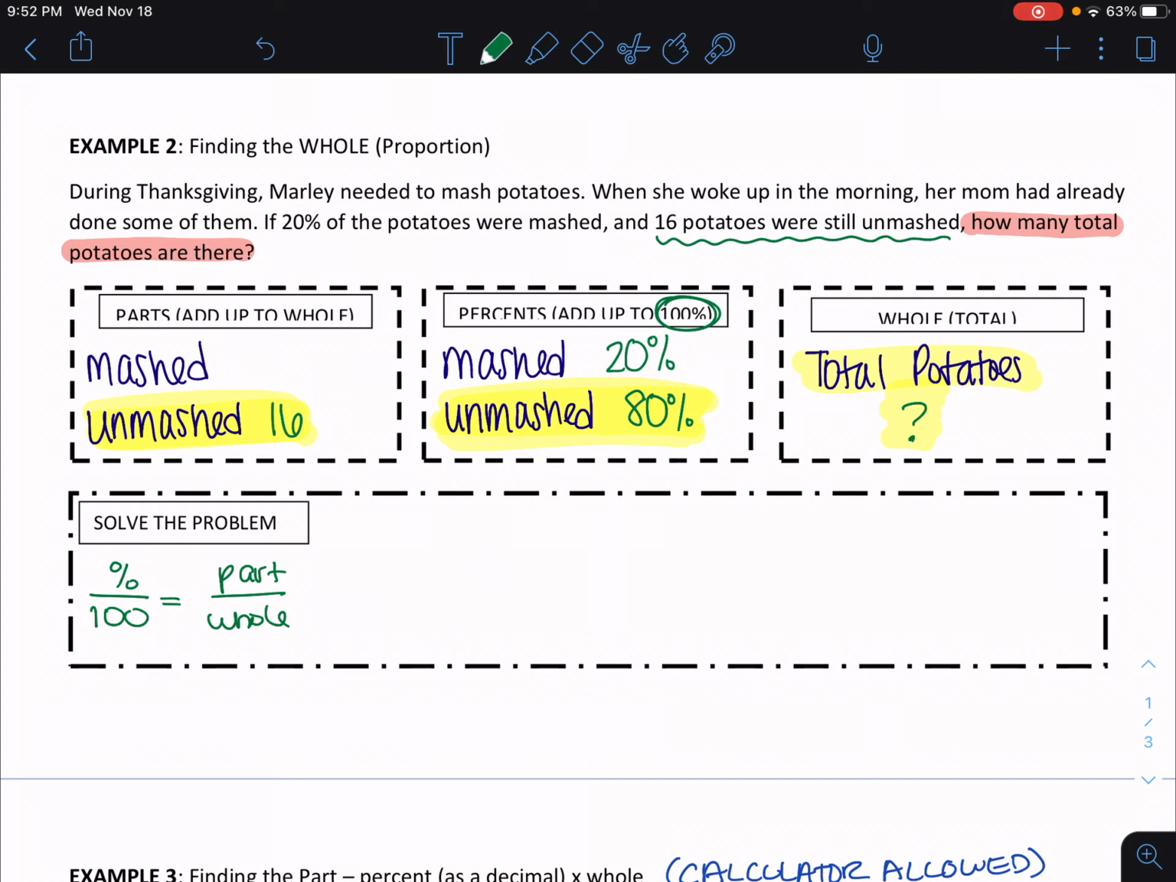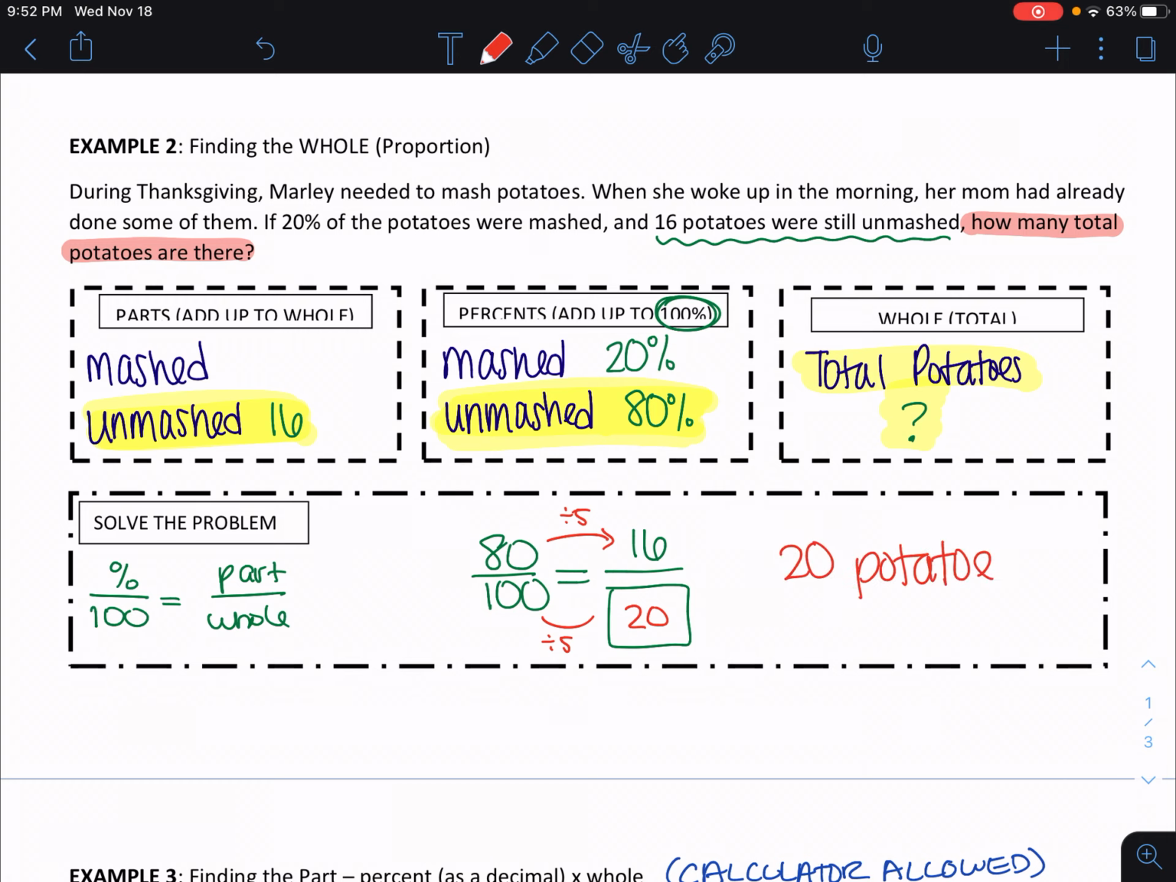When I set up my percent proportion, I'm going to start with the percent. So 80 over 100 is equal to, the part is 16, and the whole is my question mark. So to get from 80 to 16, I divide by 5. So 100 divided by 5 is 20. There are 20 potatoes. This is our non-calculator question, because we're going to be able to use our multiplication chart or our knowledge of the multiplication chart to figure out what we're dividing by.